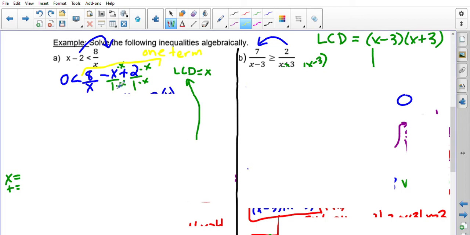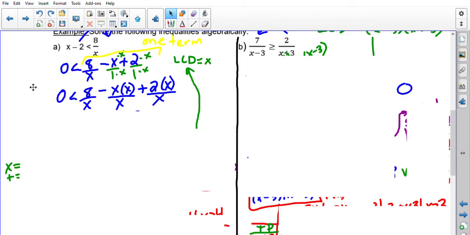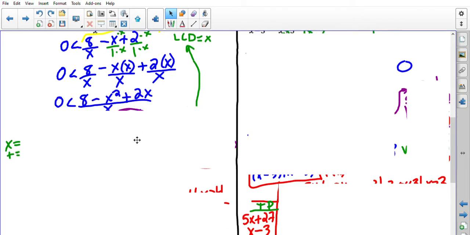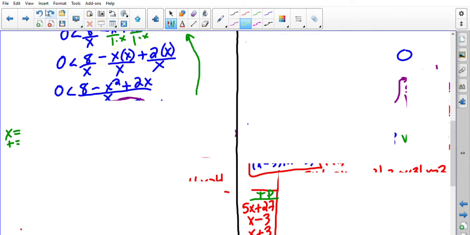If I need to get this bottom to equal x, I multiply the bottom by x, and whatever I do to the bottom, I do to the top. The same applies to this term. I need to get 1 times x, and therefore I also have to do 2 times x. That leaves us with this. So 8 over x minus x times x over x, plus 2 times x over x. What does that equal? Notice that because they all have the same denominator, now I can bring all these terms together as the numerator. So I have 0 is less than 8 minus x squared, x times x, and then plus 2x, all over x.